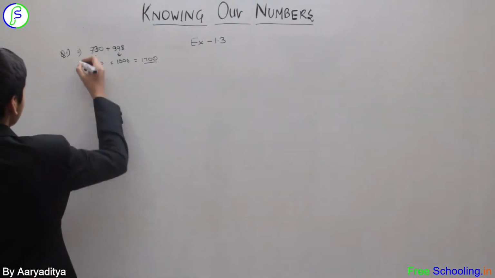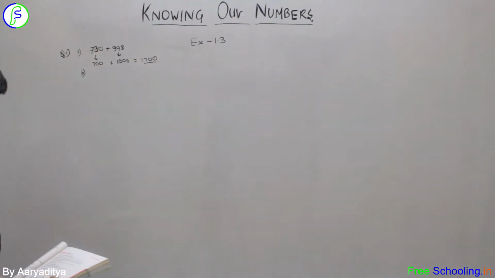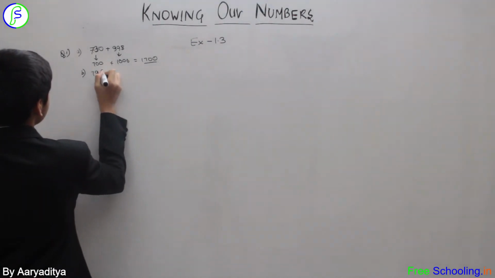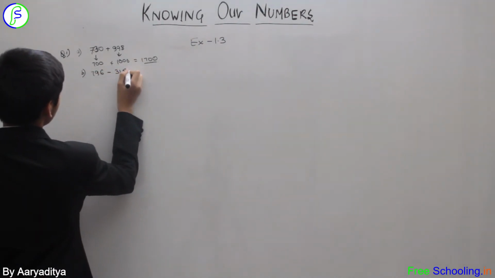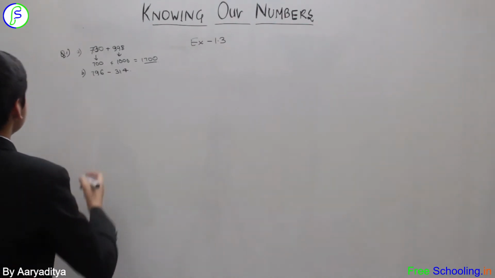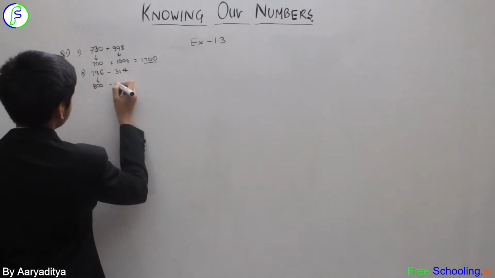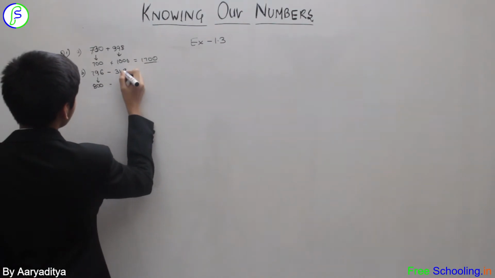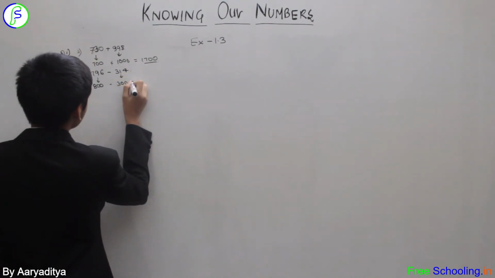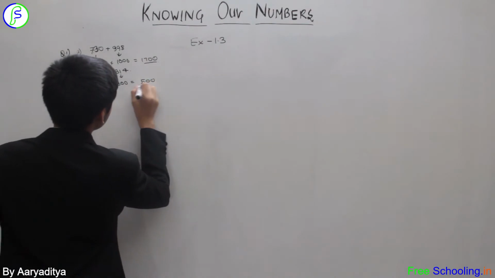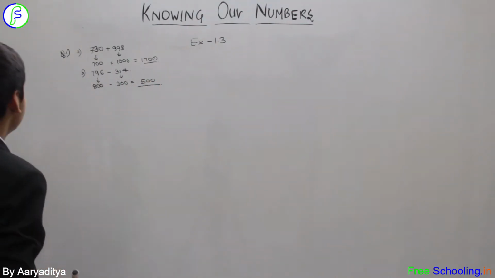Now let's proceed to B part. What does B part say? It says 796 minus 314. How do we do this one? Very easy. Rounding this one off to the nearest 100, we get 800. And then subtracting. Then again rounding this one off to the nearest 100, we get 300. At last, what are we left with? 500. So this is the answer to the B part.